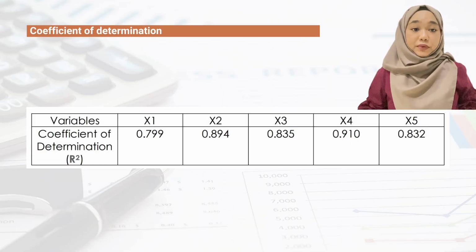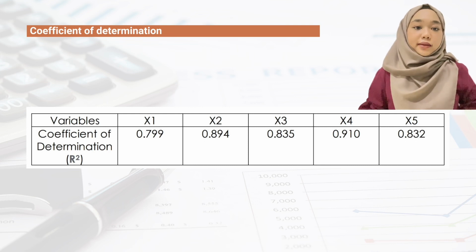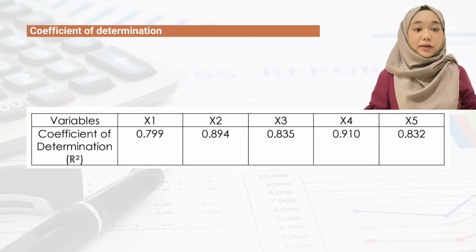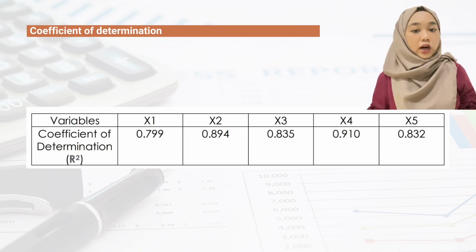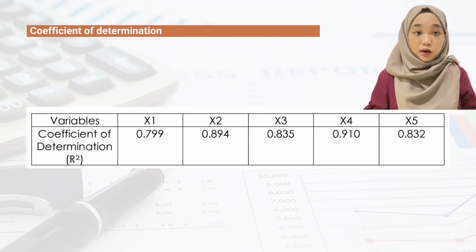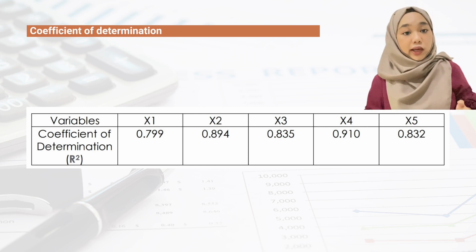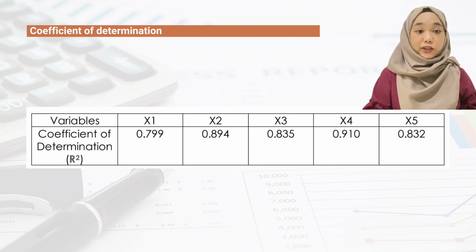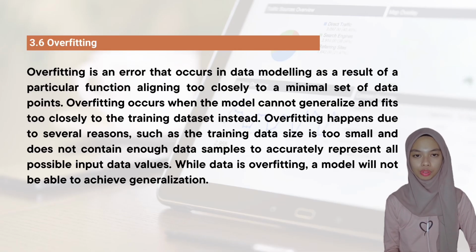3.5 coefficient of determination, where we look at the r-square value. For x1 we got 0.799, for x2 we got 0.894, x3 0.835, x4 0.910, and x5 0.832.